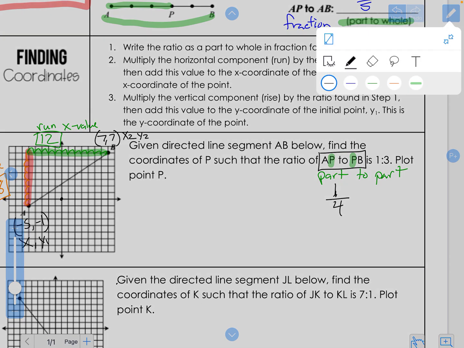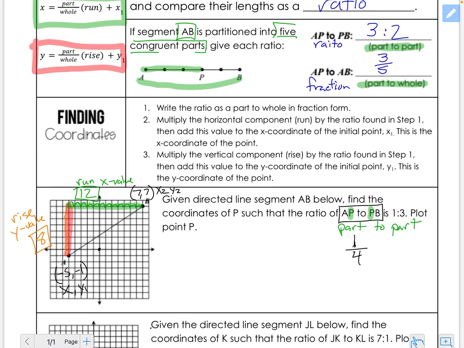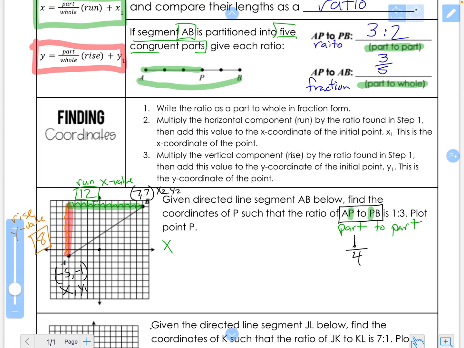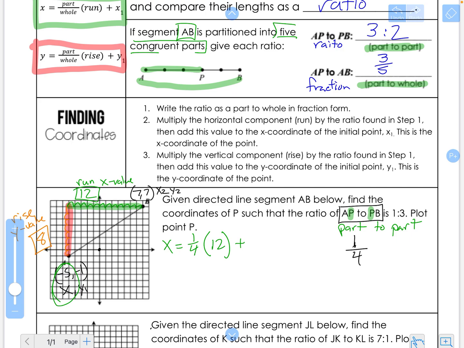Now we can look at our equations. If we need to find X, we go X equals part to whole, which is our 1/4, times the run. We said the run is 12, plus our x1 coordinate. So we're going to go back and look here. We said the first point on the left was our x1. Instead of plus, because the 5 is a negative, it's going to be -5, not +5.